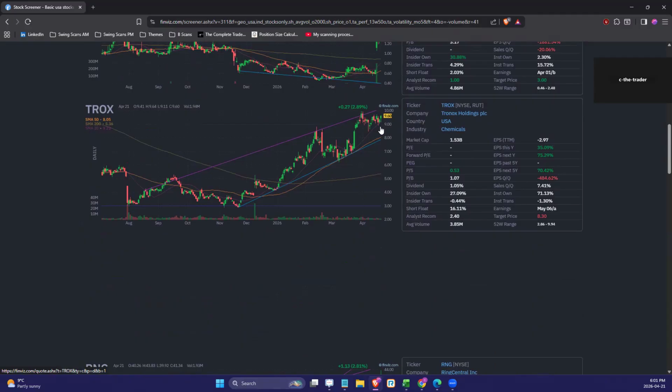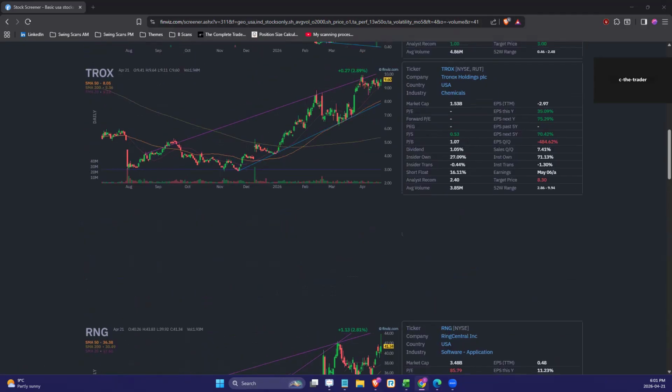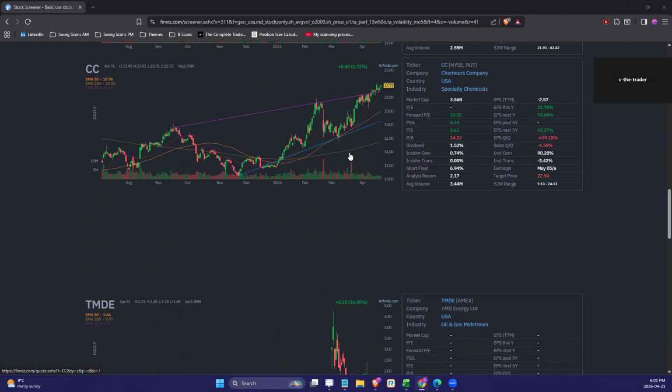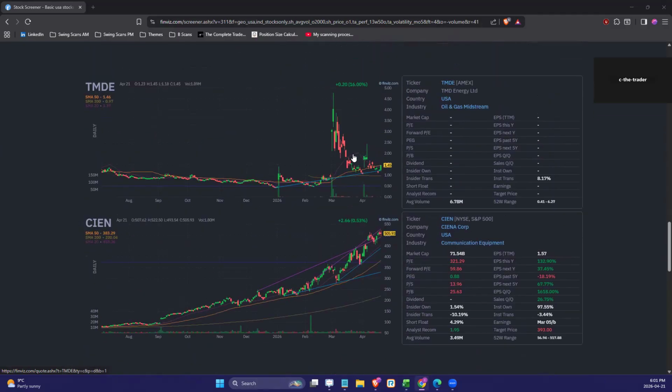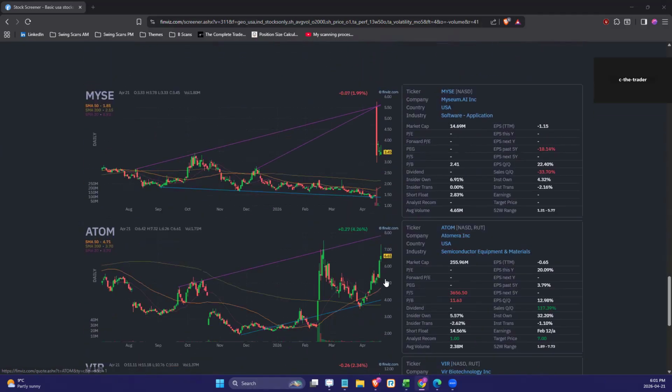This looks really good. Trox looks really good. I would say that's number two watch after Saddle. That's really clean, but it's kind of illiquid, I think. Anyways, this is TMDE. It's another oil and gas name.